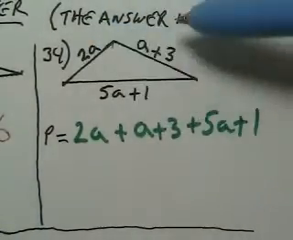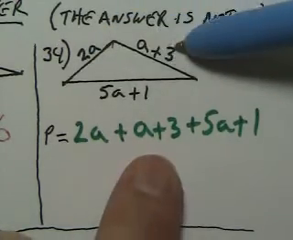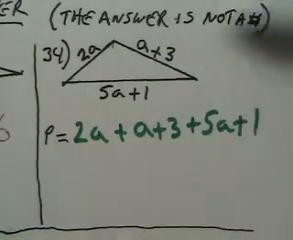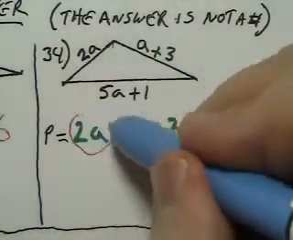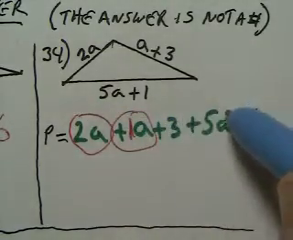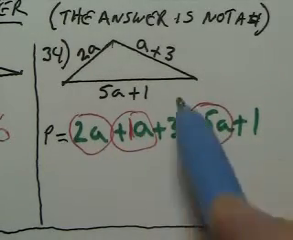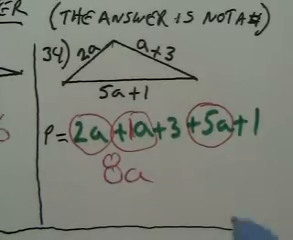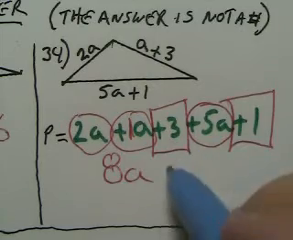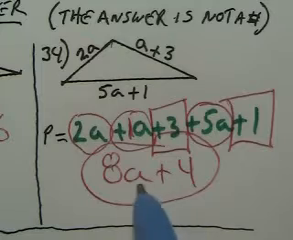Number 34, the perimeter of this, I just simply add all the sides together. 2a, a plus 3, and 5a plus 1. Okay, those are all the sides. I add them together. I take all the A's. This is a 1A right there, the invisible 1. So that's plus 1A. And I have a plus 5A. 2 and 1 makes 3, and 5 makes 8A. Then I look at my numbers. I have positive 3 and positive 1. 3 and 1 makes 4. 8A plus 4. Do not combine them.